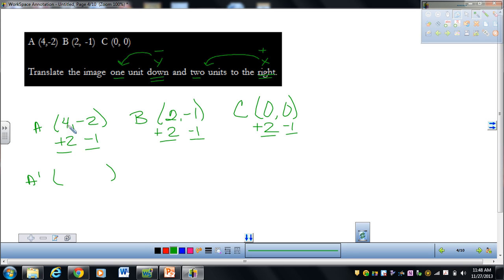So my a prime is going to be 4 plus 2 is 6, and negative 2 and negative 1 is going to be a negative 3. And my b prime is going to be 2 plus 2 is 4, and negative 1 and negative 1 is negative 2. And then c prime, I've got 0 plus 2 is 2, and 0 plus negative 1 is going to be a negative 1.